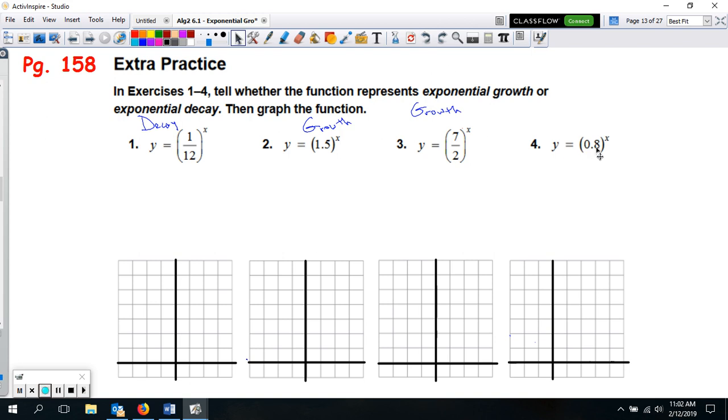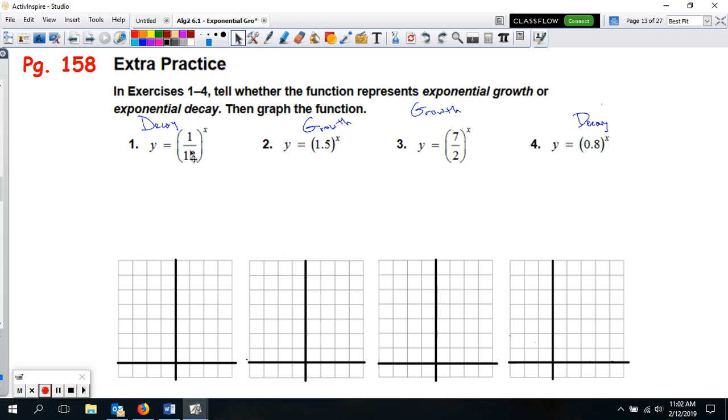This one is 0.8, so that's less than 1. It's like 80 cents if we want to think of it in terms of money, which is less than $1. And so that's going to be decay because it's less than 1. So the number 1 really is the cutoff between growth or decay. If it's more than 1, it's growth. If it's less than 1, it's decay.